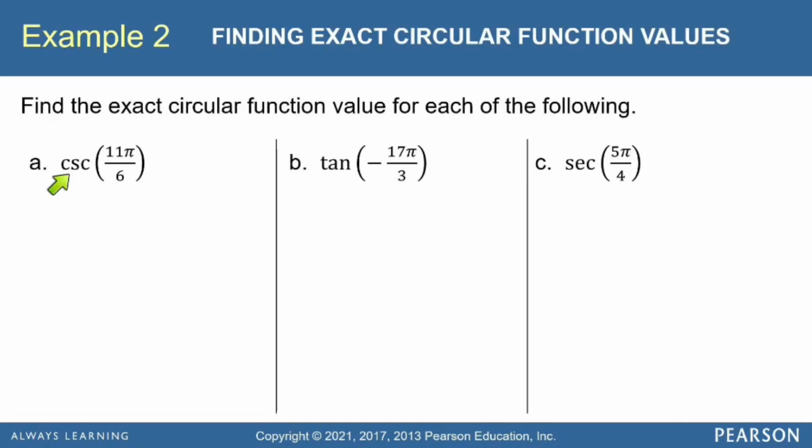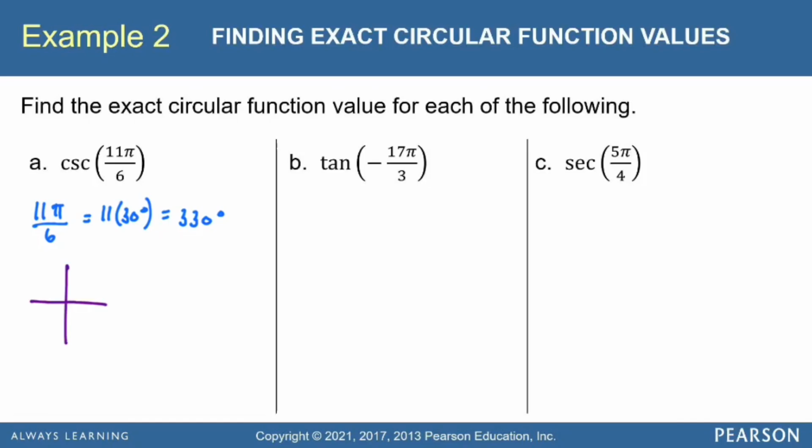So we'll start with the cosecant of 11 pi over 6. And of course, we want to convert 11 pi over 6 radians into degrees. So let's notice that pi over 6 is equivalent to 30 degrees. So 11 pi over 6 becomes 11 times 30 degrees, which is 330 degrees.